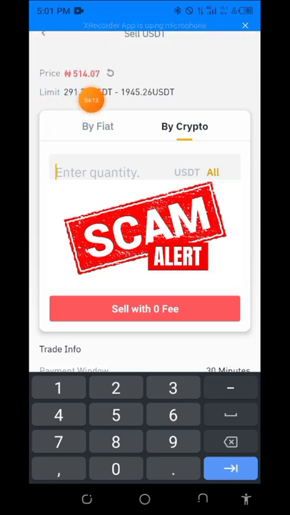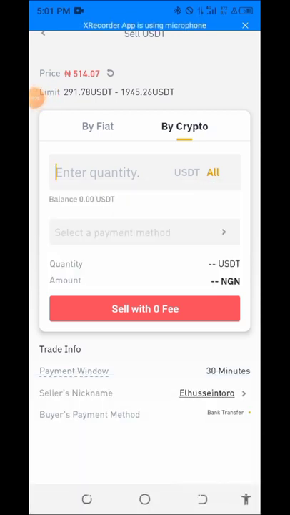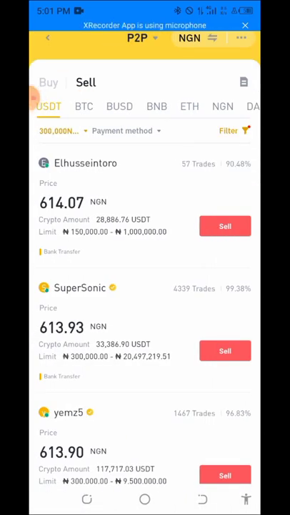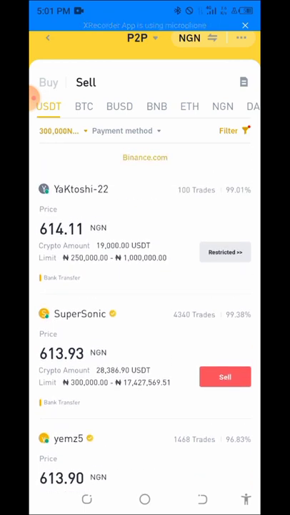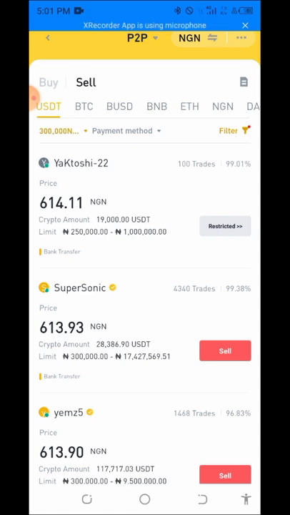At the initial state, this was around 614. It has now turned to 514. So you'll be selling your USDT to this very person at 514. Let's check another person. Let me go back. This is another person. Let's wait for them. They are always at the topmost. You can see this very person. I'm pretty sure that he's also doing this kind of scamming stuff.